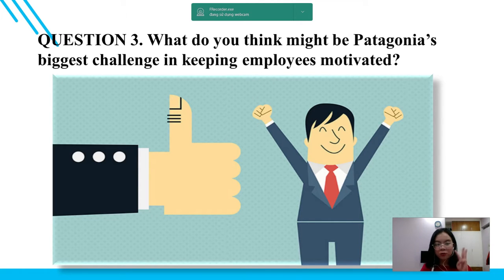So for question 3, I believe that Patagonia takes very good care of its employees. It has offered employees responsibility for the outcomes of their work and a high level of task significance, since their work is meaningful because it contributes to the purpose of protecting and preserving the environment. Honestly, I don't think Patagonia has to worry about how to keep its employees motivated because they have a perfect working environment for its employees.